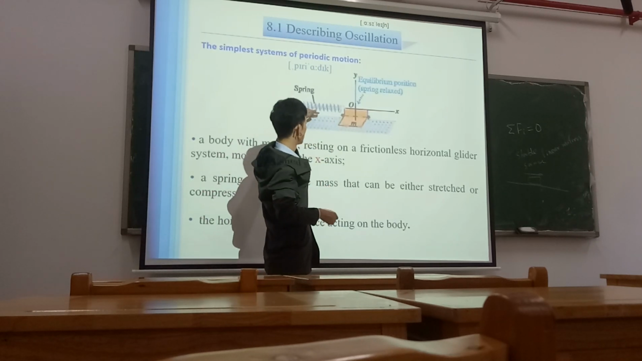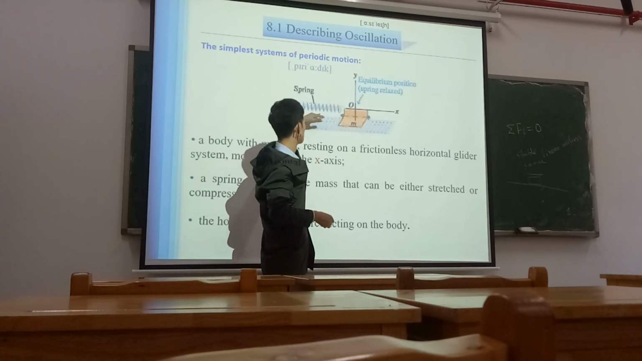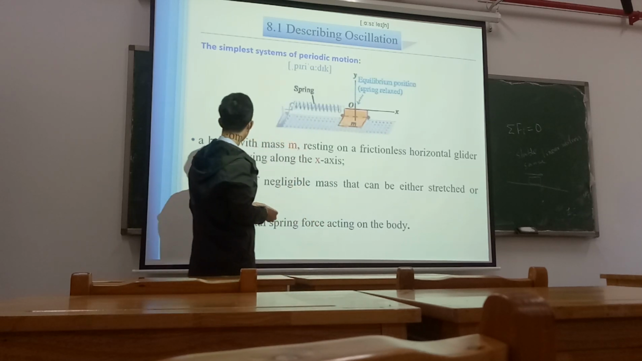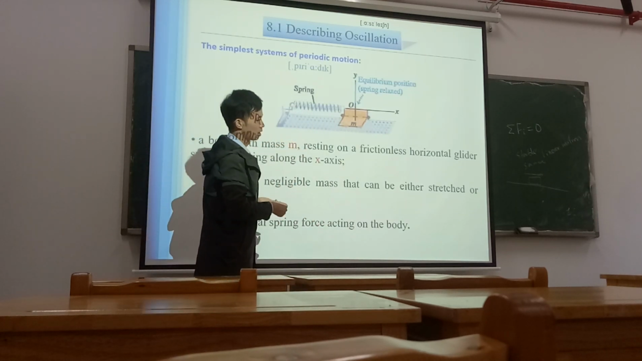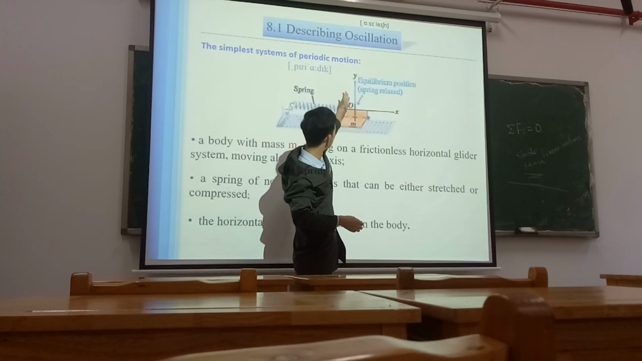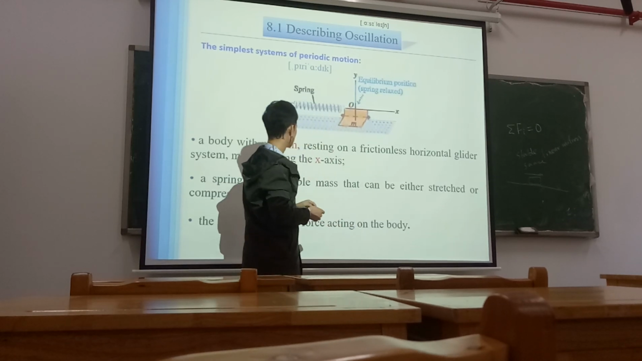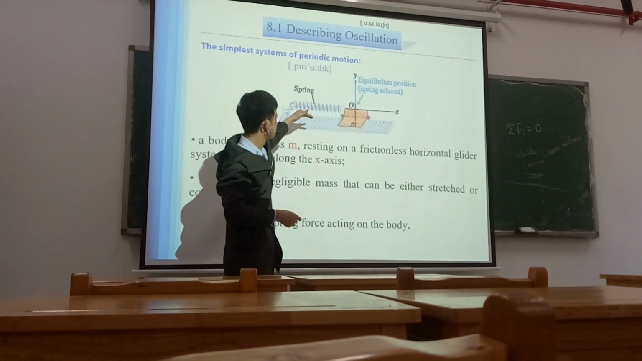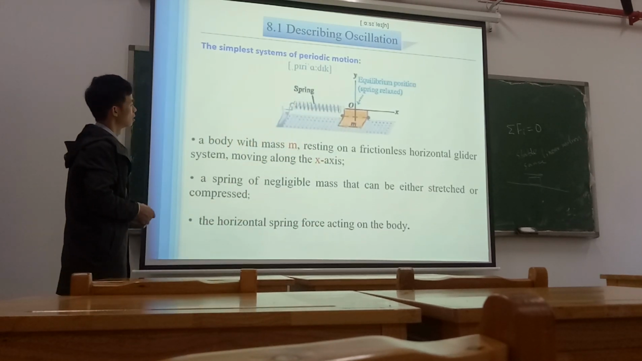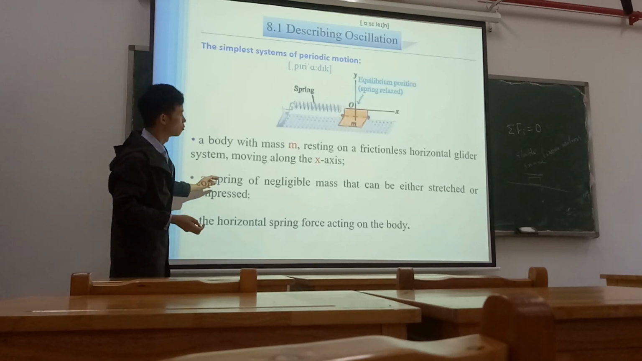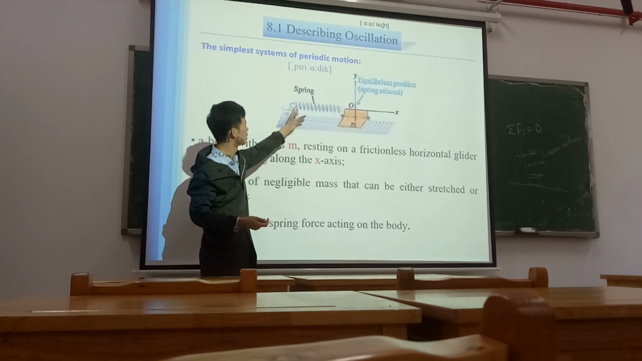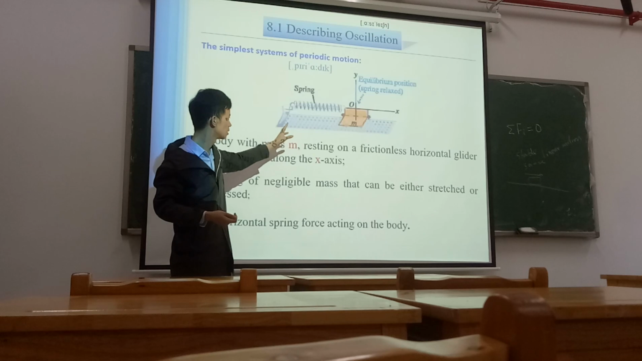So the body can move along the glide. If we build an axis, with the horizontal direction as the x-axis and vertical as the y-axis, then the body will move along the x-axis. Now we can neglect the mass of the spring, so we can say the mass of the spring is 0.